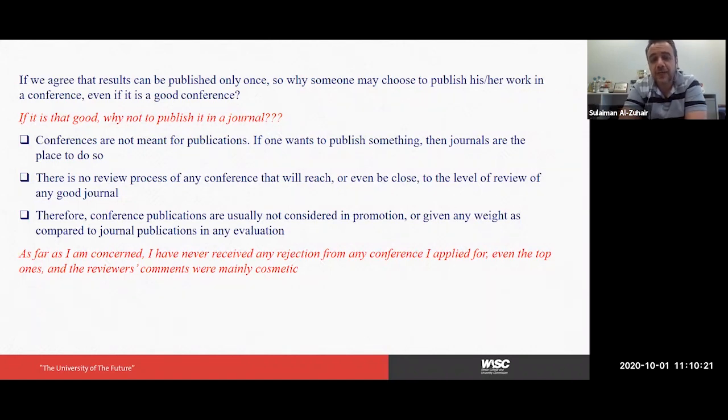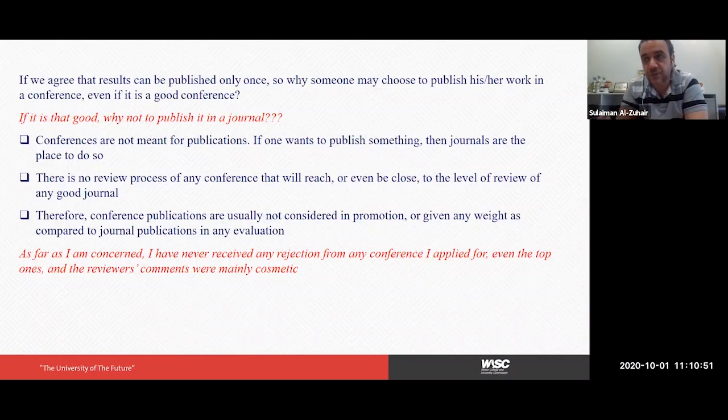Therefore, conference publications are usually not considered in promotion or given any weight as compared to journal publications in any evaluation. So I can publish any number of conference papers, but I cannot publish any number of journal papers. And that's why the weight of a journal publication is more important. In addition to that, citations are usually much higher in papers published in journals compared to papers published in conferences.